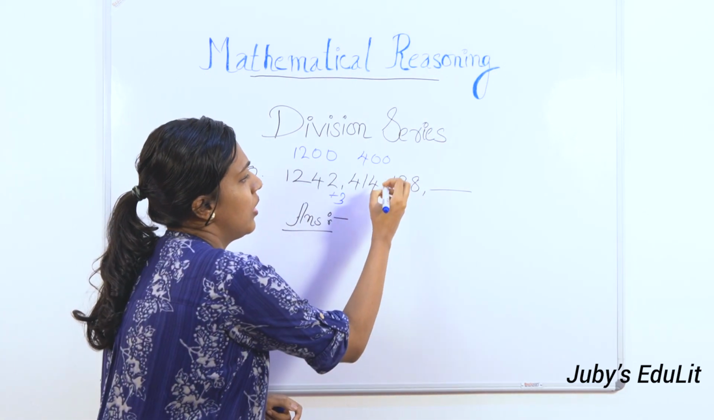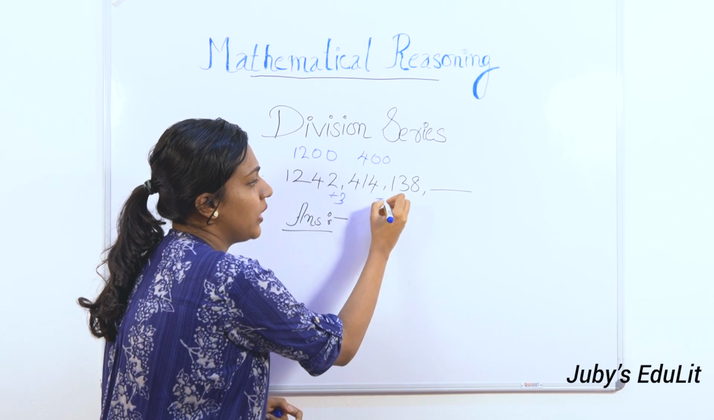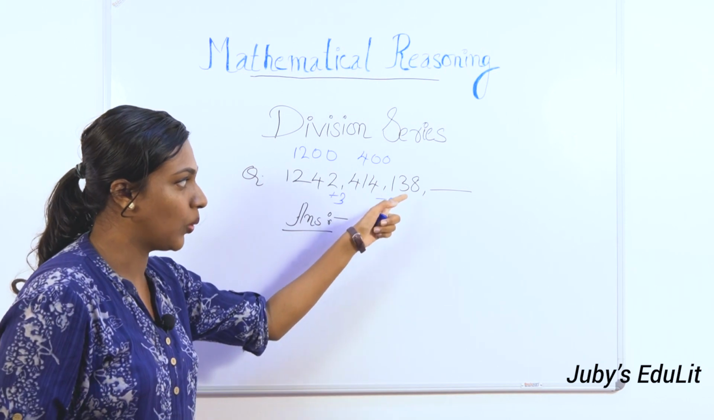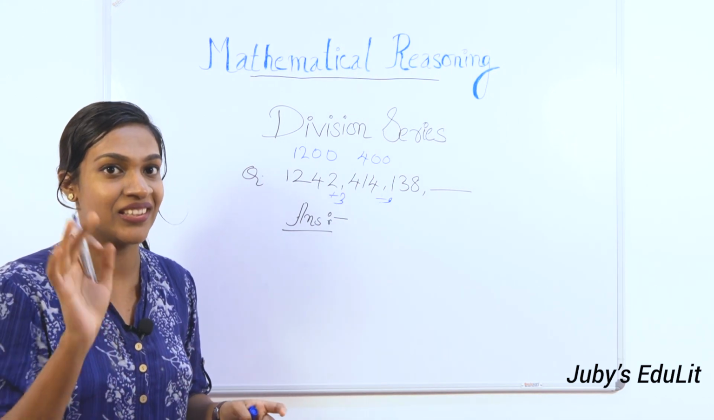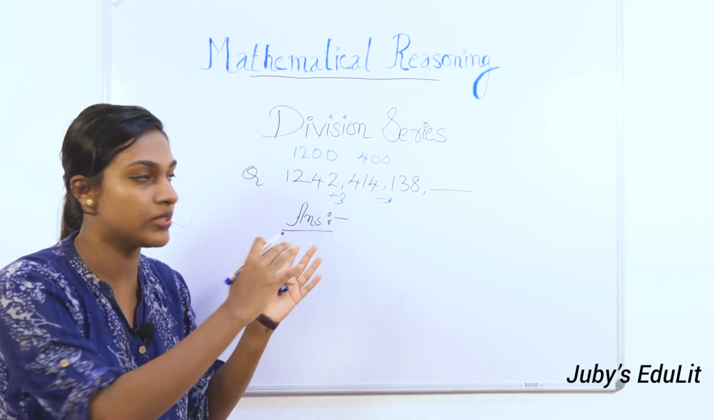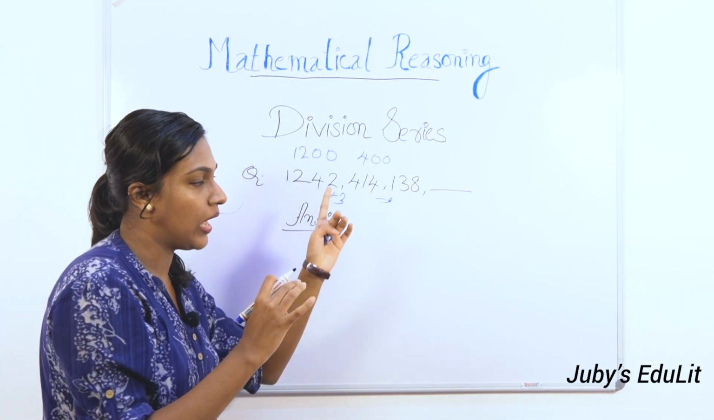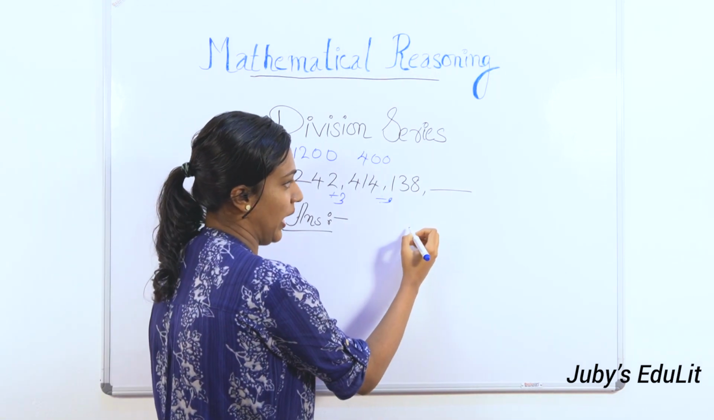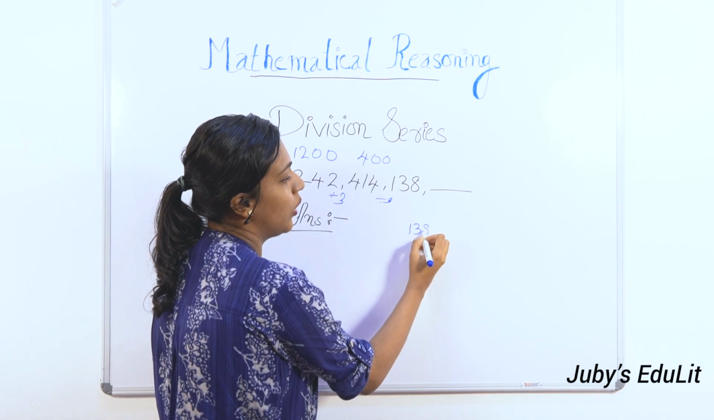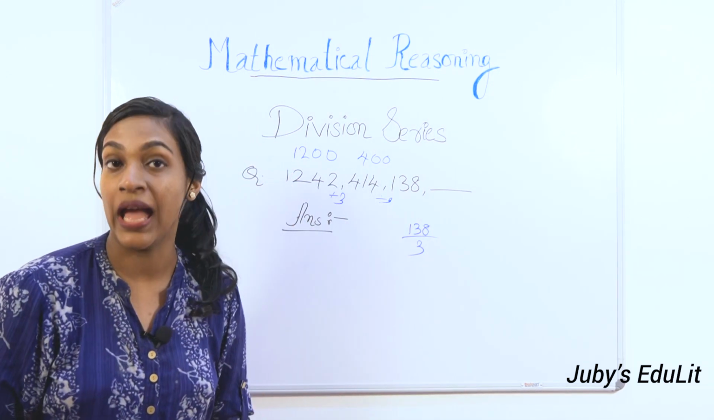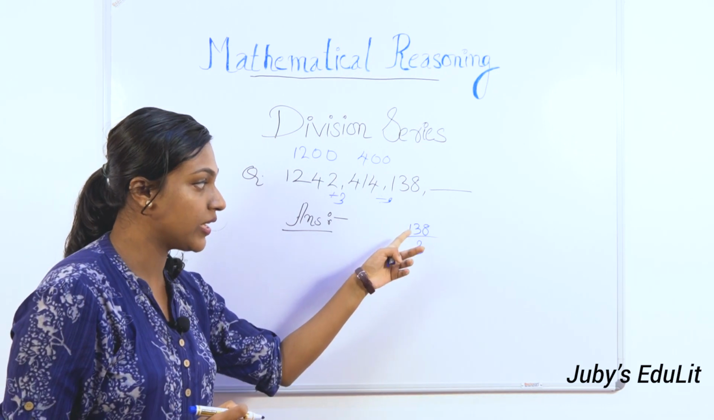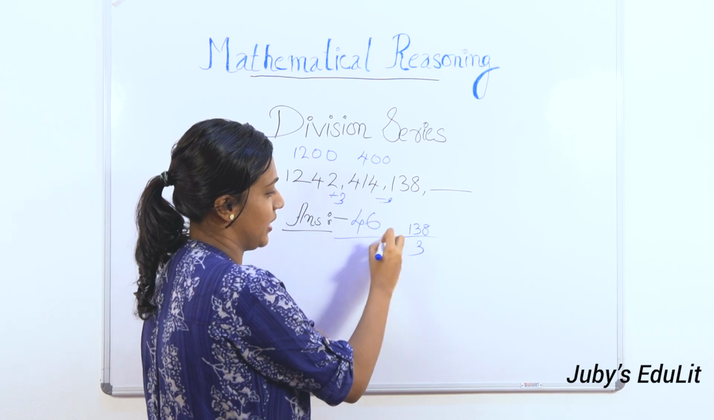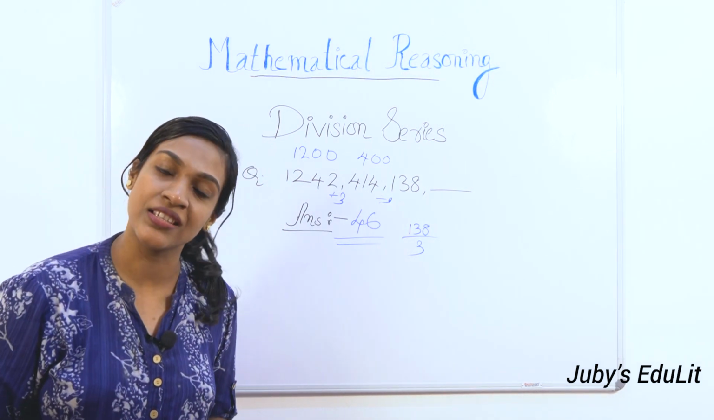And if 414 is divided by 3, you get 138. So now you understand that 3 is the common divisor in this series. Finally, to find the answer, you have to divide 138 by 3. If 138 is divided by 3, the answer is 46, which is the right answer to this series.